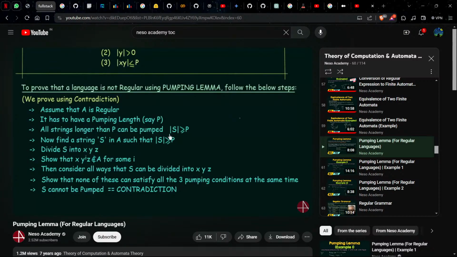Now, all strings longer than P can be pumped. That means all the strings whose length is greater than or equal to P can be pumped. We already saw that in the statement of the pumping lemma. Now, what we have to do is find a string S in the language A such that the length of S is greater than or equal to P. You have to choose a string S from the language A such that its length is greater than or equal to the pumping length.